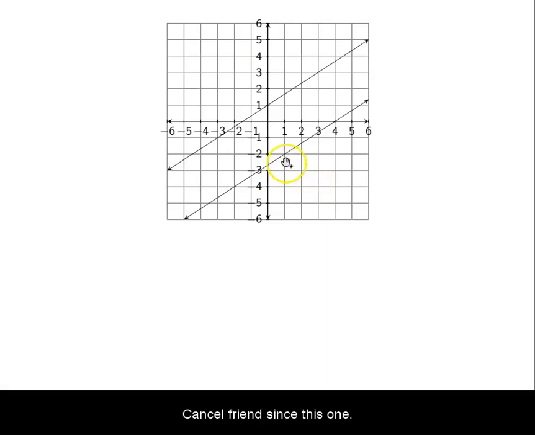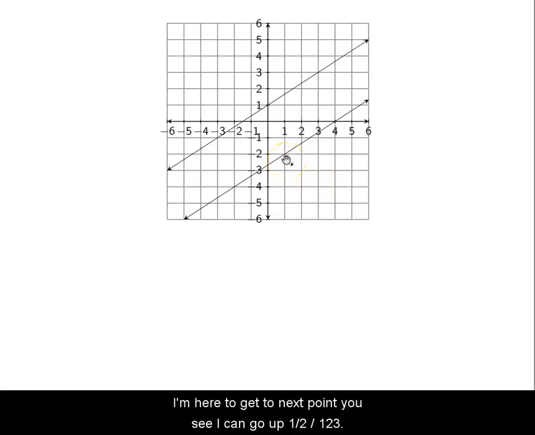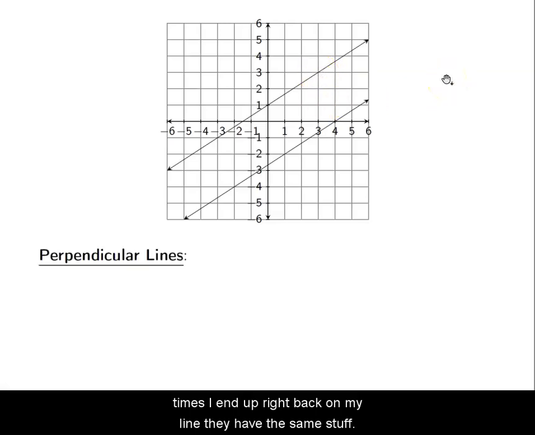So for instance, this one, I'm here. To get to the next point, you can see I can go up 1, 2, over 1, 2, 3. Okay, same thing here. I can go up 1, 2, and then over 1, 2, 3, and both times I end up right back on my line. They have the same slope. Okay.